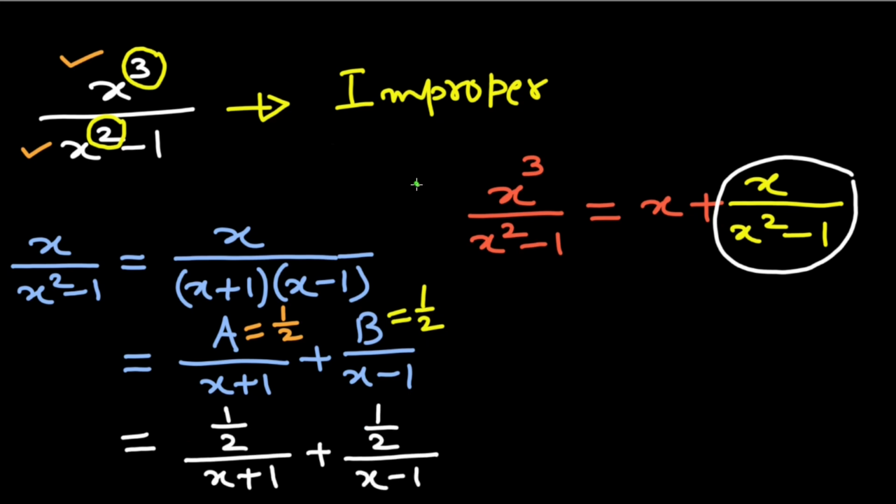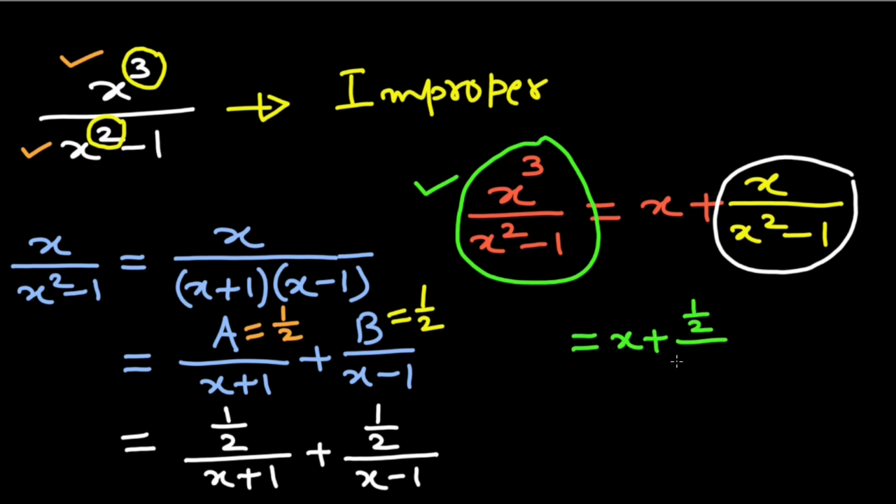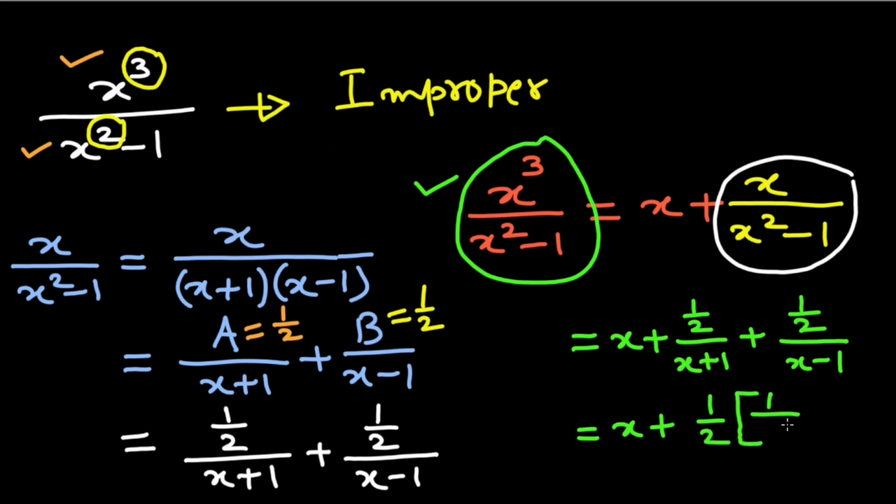Therefore, the partial fractions of this improper function will be x plus half by x plus 1 plus half by x minus 1, that is x plus half times 1 by x plus 1 plus 1 by x minus 1. So these are the partial fractions of the improper function or improper fraction.